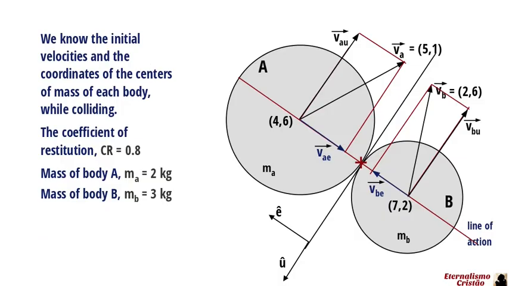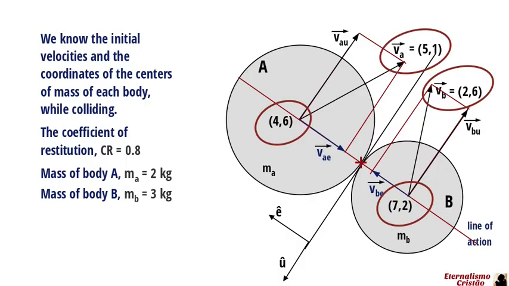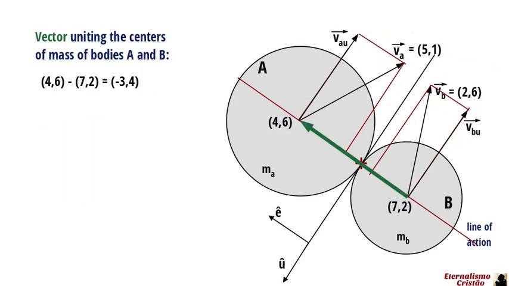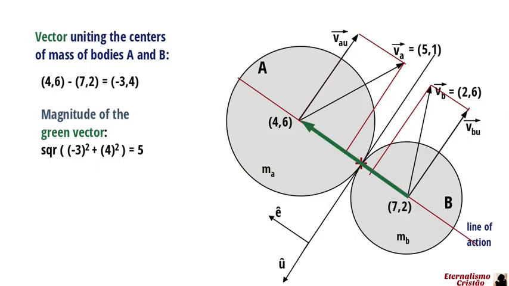Let's apply our method to a 2D collision. We will be ready, then, for the 3D collision. We have all we need. Begin with the vector uniting the centers of mass of bodies A and B. You must find its magnitude, in order to have the coordinates of the corresponding unit vector.